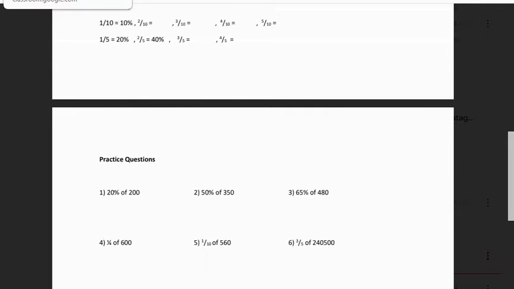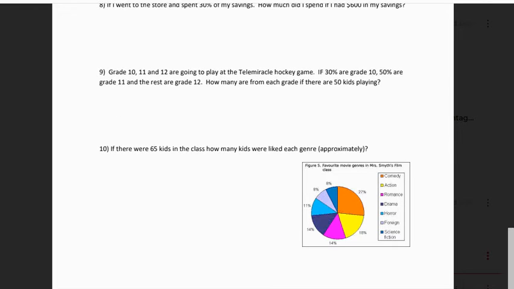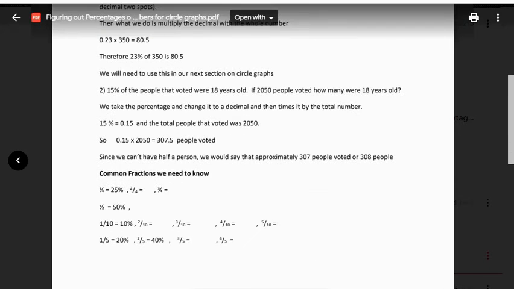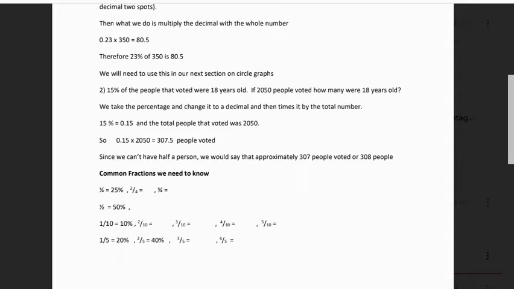All right, let's take a quick look at circle graphs and specifically how we answer questions. When we look at circle graphs, they're always in percentages. So what we need to do is refer back to our percentage unit, where we understood that percentages could be written as decimals and fractions as well.